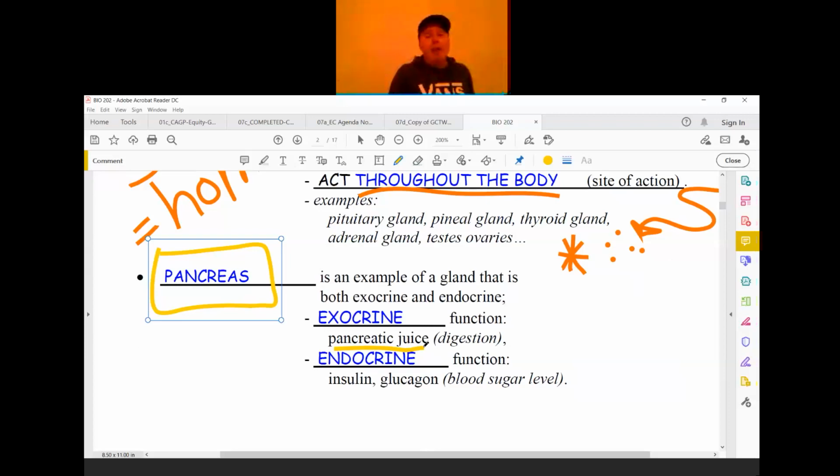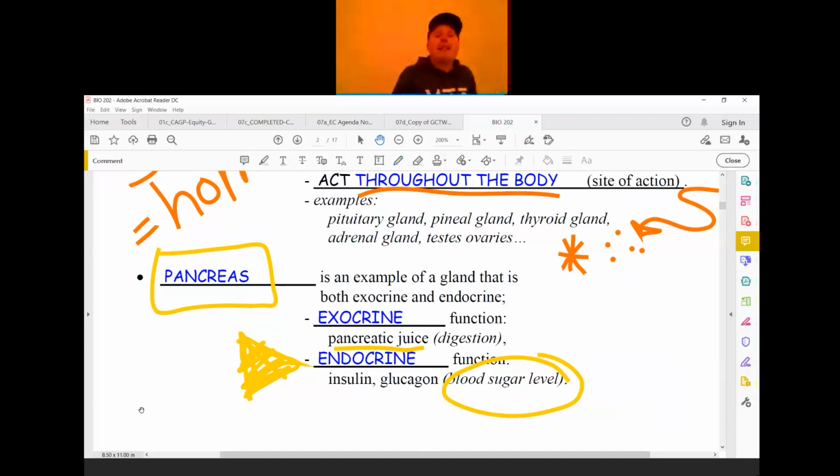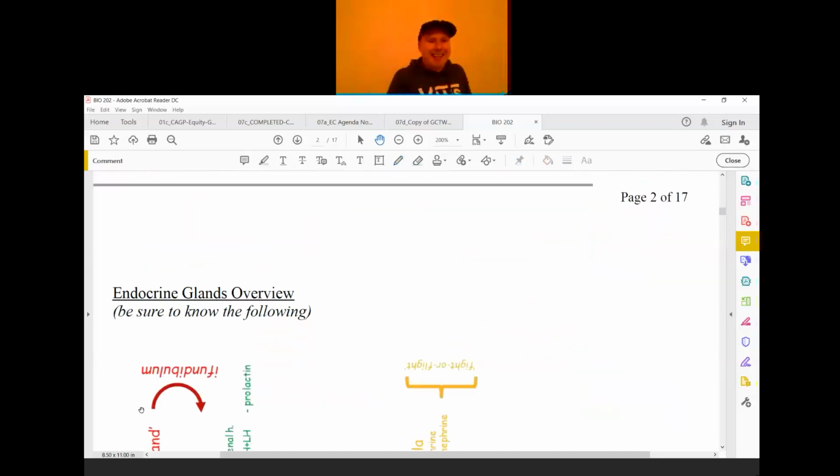So we'll talk all about that when we look at the digestive system, but in this chapter, we're of course focusing on the endocrine function of the pancreas. And that's going to be the regulation of the blood sugar levels. So there are 2 important hormones, insulin and glucagon, that you're going to have a look at, and we'll talk about those once we get to the pancreas.